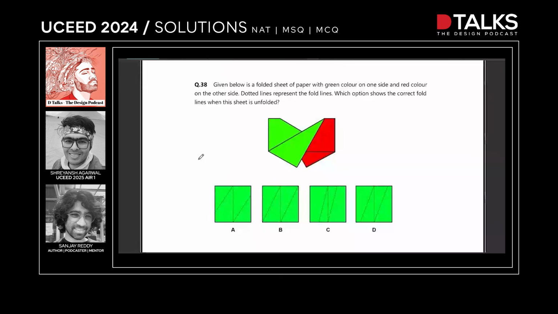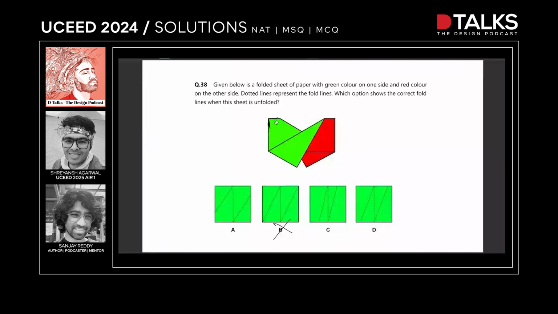Given below is a folded sheet of paper with the green color on one side and a red color on the other side. Dotted lines represent the fold lines. Which option shows the correct fold lines when this sheet is unfolded? So this is the corner of the sheet, right? There is some distance before the cut. That means B is wrong. The fold starts right at the corner.